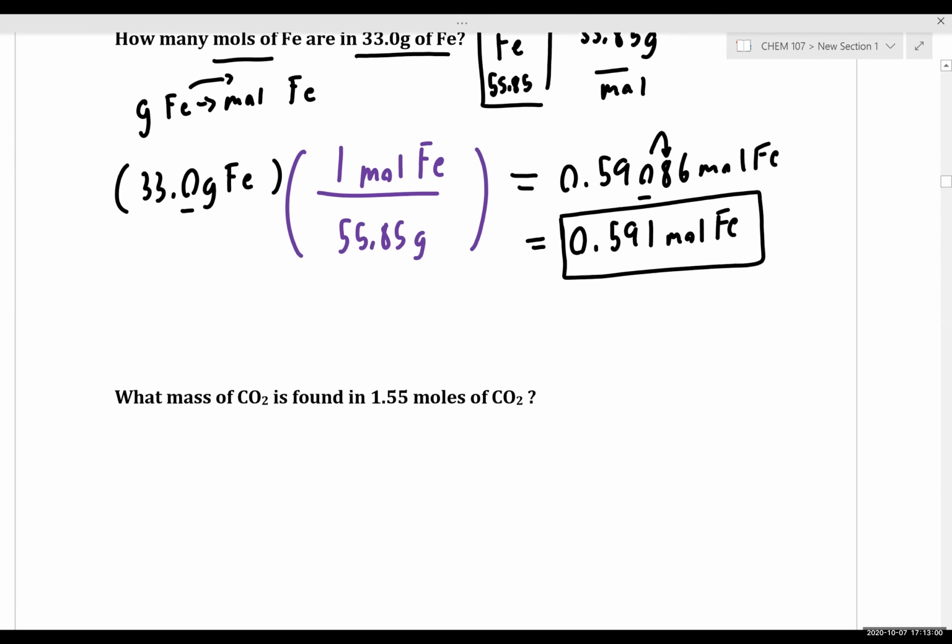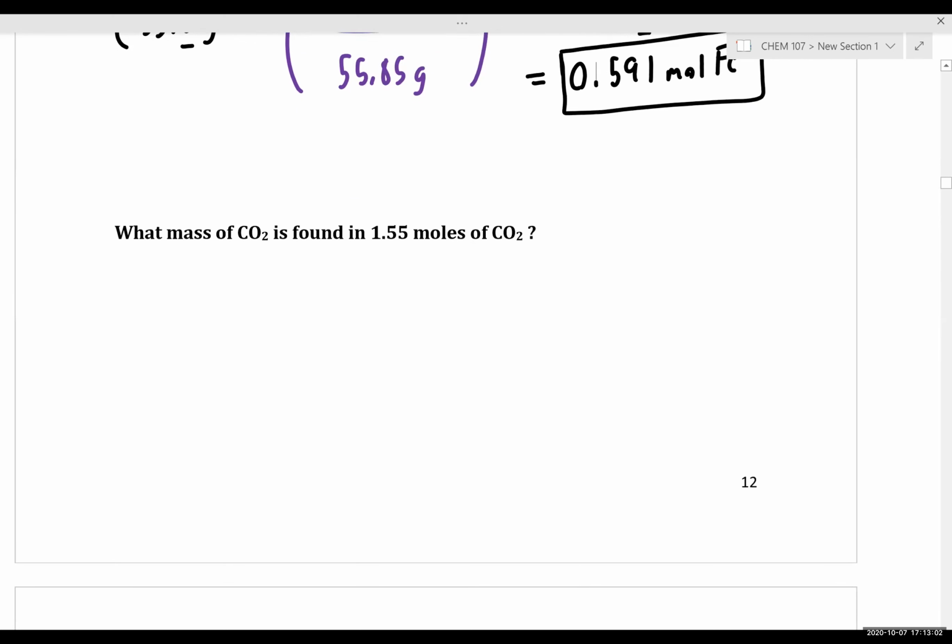Okay, so let's look at another example. This time we're dealing with a molecule. We're asked what mass of carbon dioxide is found in 1.55 moles of carbon dioxide. So we're trying to go from the moles of carbon dioxide to the grams of carbon dioxide. And what conversion factor do we need? Mole per gram. Yep, exactly right.